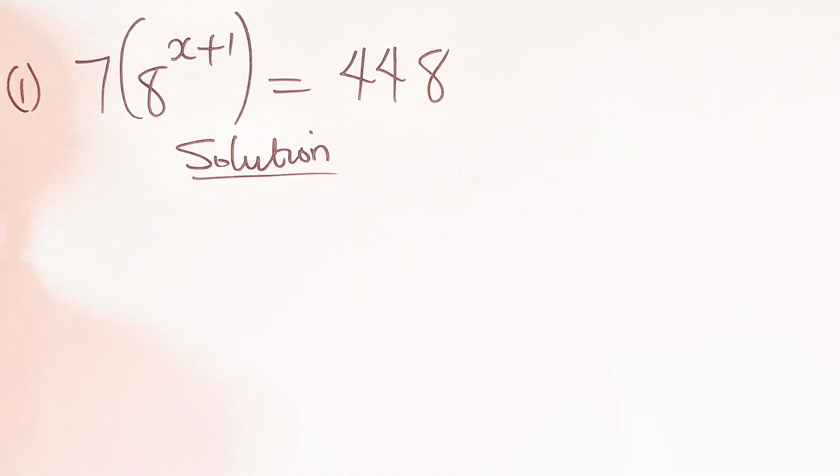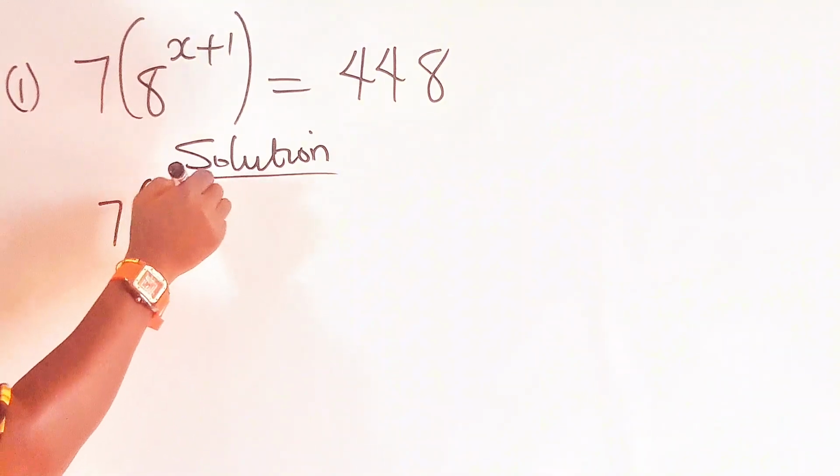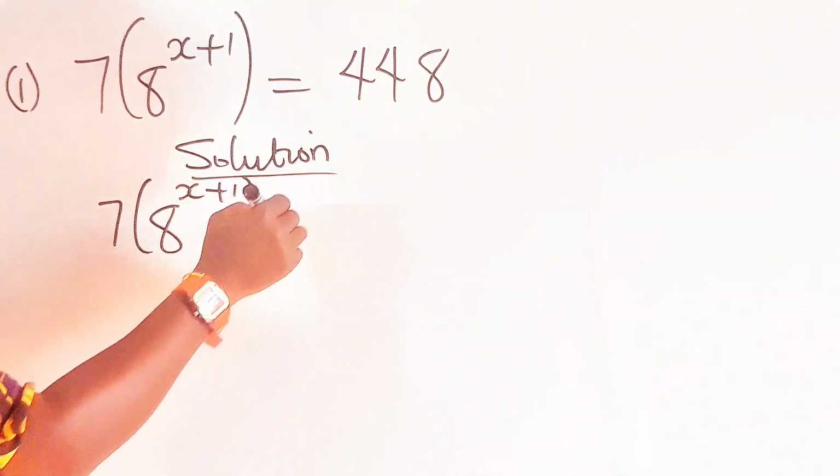We are going to be solving for x in this simple exponential equation and also check if our solution is correct. Now we have 7 brackets 8 raised to the power of x plus 1 equals 448.